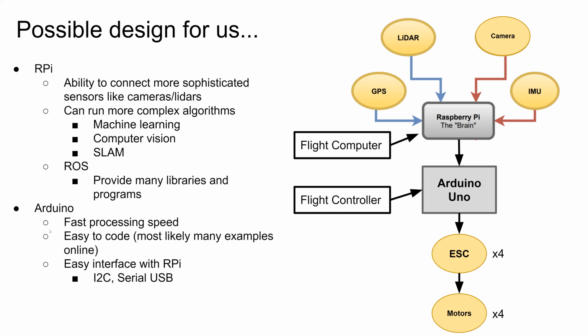And also the Arduino has a nice fast processing speed. And also it's pretty easy to code, and there's most likely many examples online for how to build a flight controller out of an Arduino Uno. And then there's a lot of easy interfacing between the Pi and the Arduino Uno, where you could use I2C or serial USB interfacing.